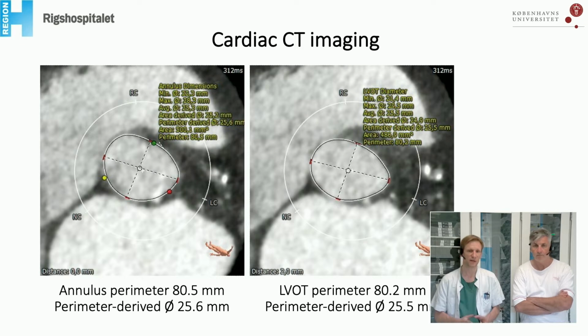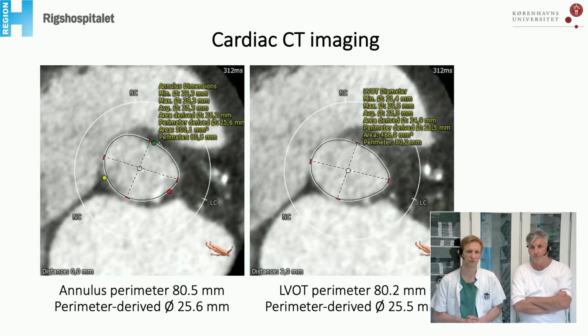Then if we dive into the CT analysis, of course the most important to start with is the aortic valve or the aortic annulus. There we measure an annulus perimeter of 80.5 millimeter, or a perimeter derived mean diameter of 25.6 millimeter. You also see a discrete calcification at that annulus level, and then of course we also measure the LVOT 2 to 3 millimeters below the annulus, and these are very similar measurements.